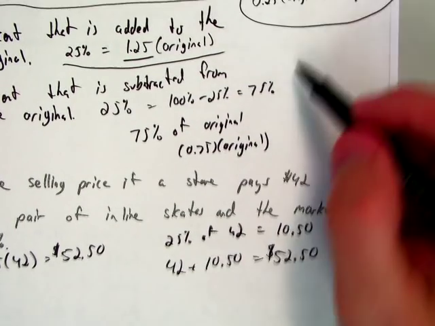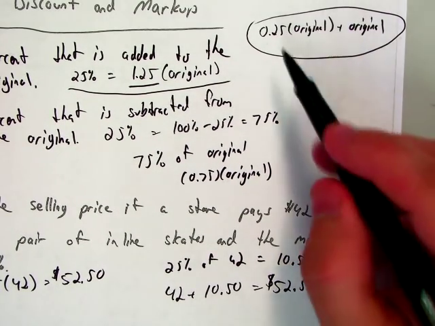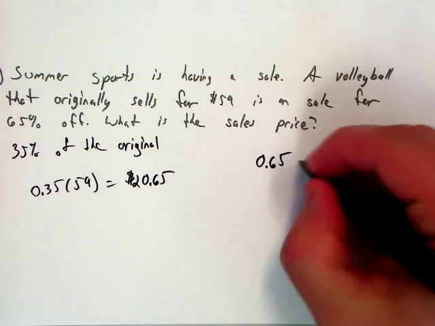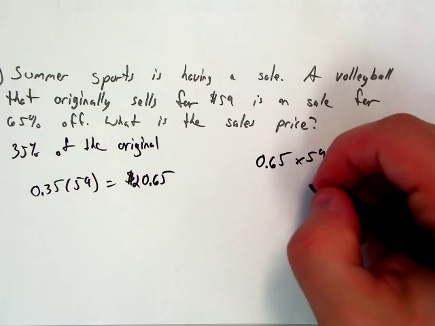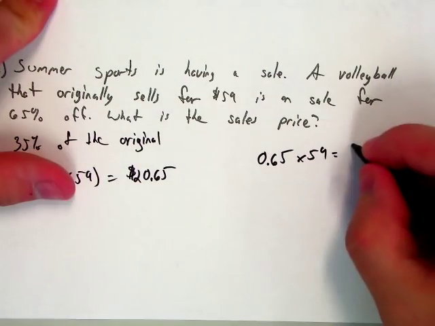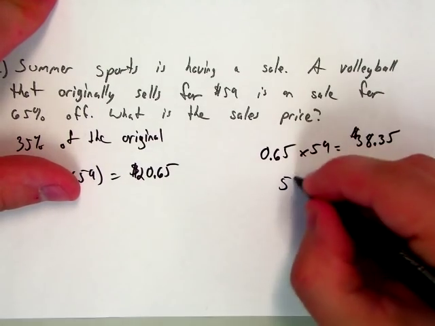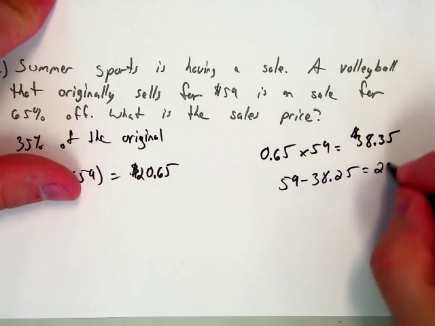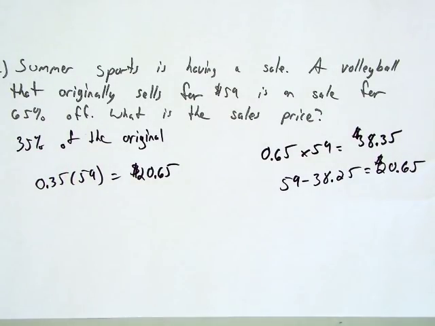If we wanted to do it in this method here, where we find 65% of the original and then subtract it from the original, we would do 0.65 times 59, and that would get you $38.35. That is how much is discounted. Take the original cost, subtract the amount that's discounted, and you would still get $20.65. So again, regardless of which method you choose, you will get the same answer as long as you apply them correctly.